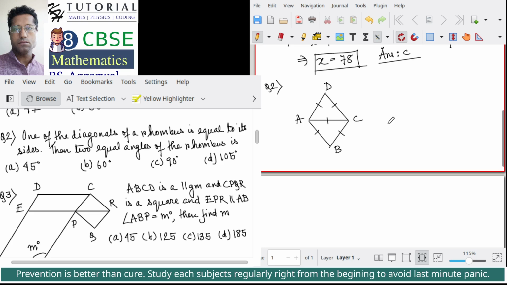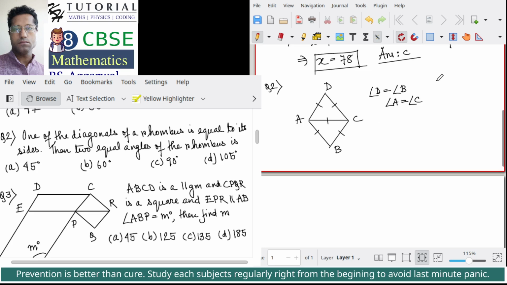So we know that a rhombus is a parallelogram. So we will definitely have angle D equal to angle B, and angle A equal to angle C. We need to find either D and B, which are equal, or A and C.